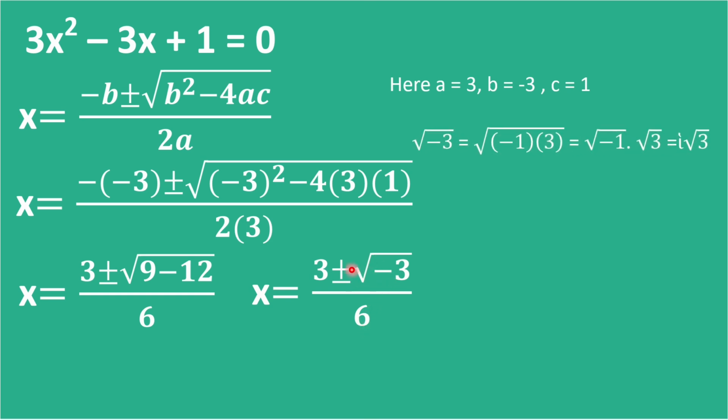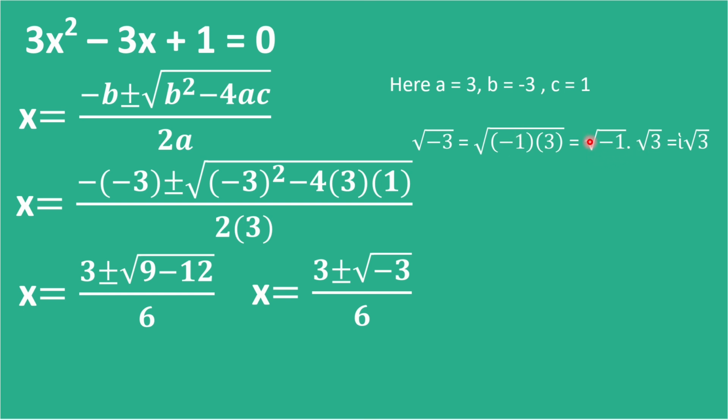Now the square root of −3 equals i√3. You can see over here, we can write the square root of −3 as the square root of (−1 × 3), and then we can write the square root separately on both these values.